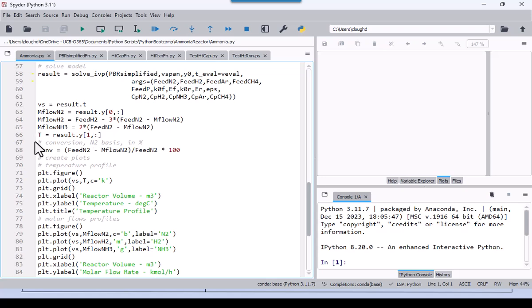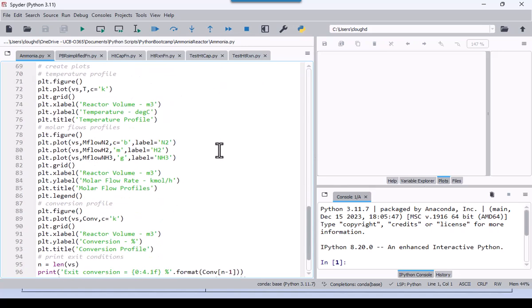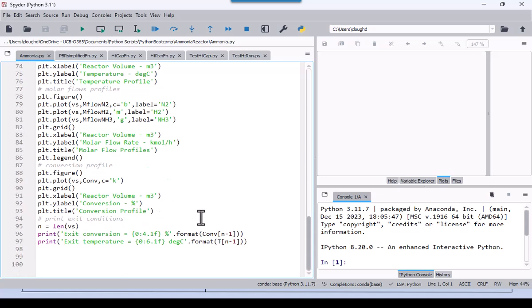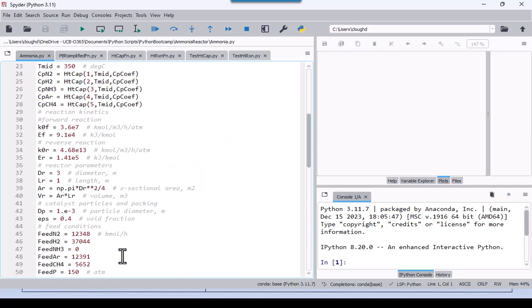And then we calculate the flows of hydrogen and nitrogen from stoichiometry. And then we extract the temperatures into a T array. We compute the conversion on a nitrogen basis and produce it in terms of temperature. And then we create several plots to show the temperature profile, the component flow profile, the conversion profile, and then we print out a couple of results at the end in terms of the exit conversion and the exit temperature. So that's what this routine looks like.